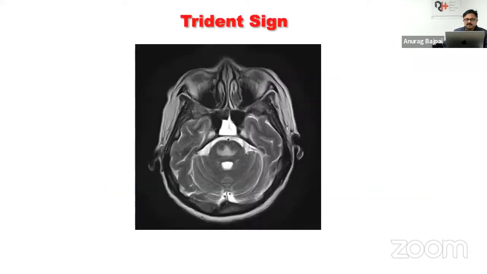Here you can see in the pons a trident sign, like the Trishul. Here you can see the Trishul-like sign. The name comes from Greek mythology, a spear with a three-pronged end. This is the classical sign and the gold standard in MRI diagnosis. So I think that's very well.